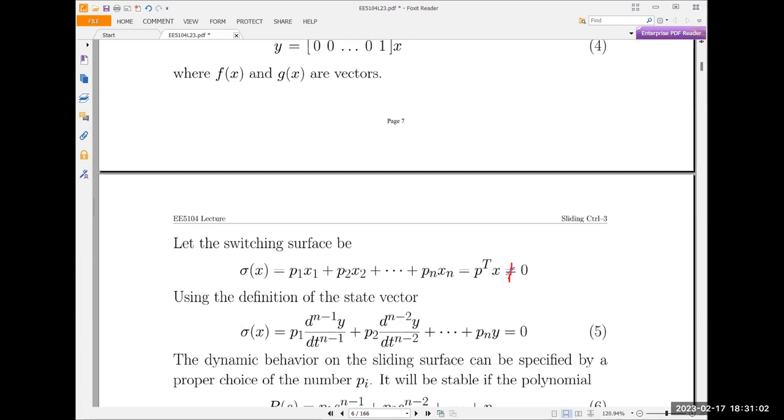So what is P transpose? It's nothing, we just like to write things in matrices and vectors. So if there are just two states only, then x will be x1, x2, which is like that. Then P transpose would be just this one, p1, p2. So this will be this, and this will be this. This is an example for just two states. Now, just to remind you, what are all the x1, x2? They are all the states.